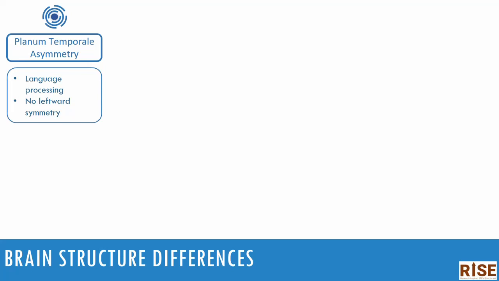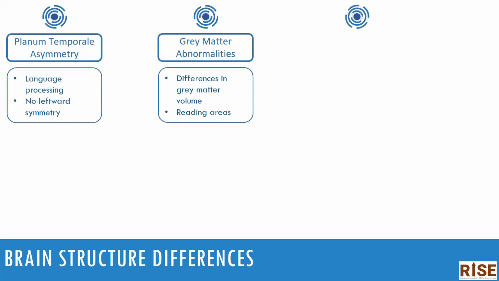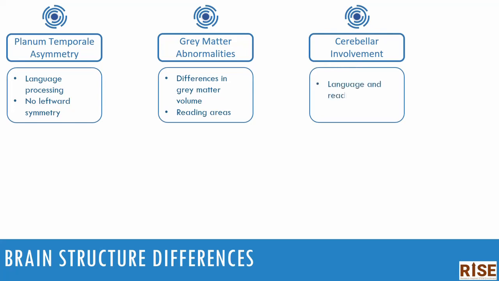Gray matter abnormalities. Studies using structural MRI have identified differences in gray matter volume in several brain regions in individuals with dyslexia. These differences are often observed in areas associated with reading, such as the left occipitotemporal cortex and the left superior temporal gyrus. Cerebellar involvement. The cerebellum, traditionally associated with motor control, has been found to play a role in language and reading. Some research has shown that individuals with dyslexia may have cerebellar abnormalities or atypical activation patterns in the cerebellum during reading tasks.